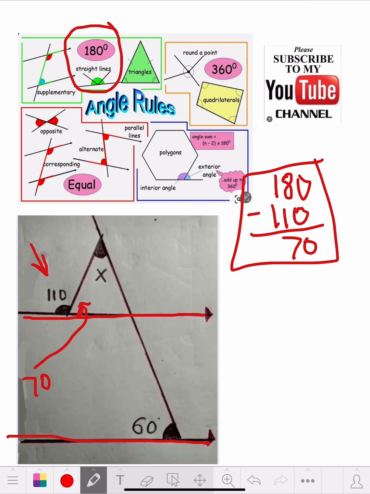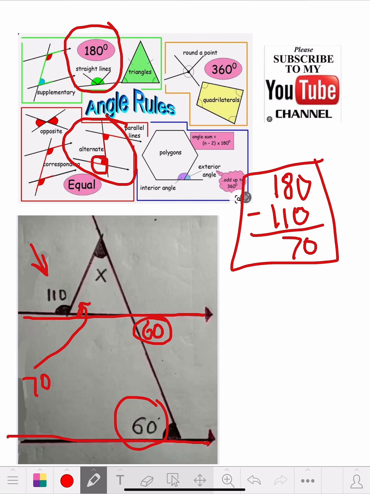Now let's see what else we know. If we look up there, alternate angles, right here. Alternate angles are equal. So if this one down here is 60, then this one up here would be 60 also, correct? So that solves that.